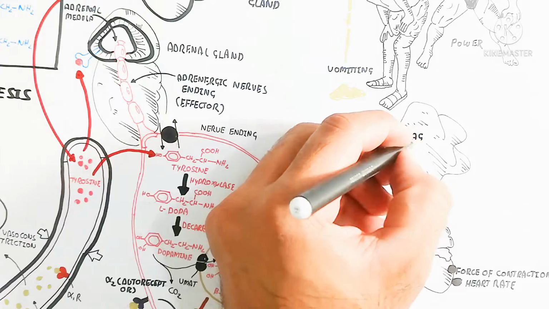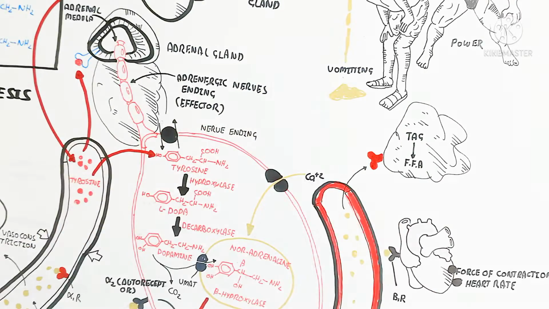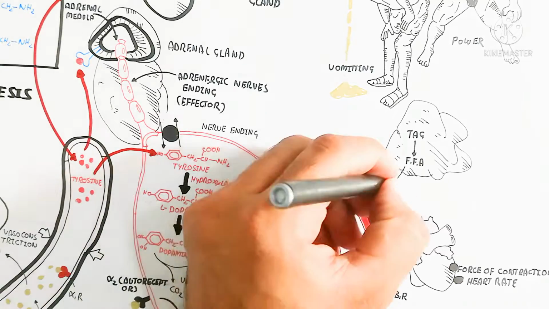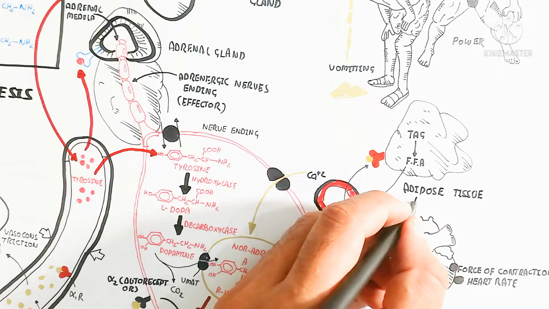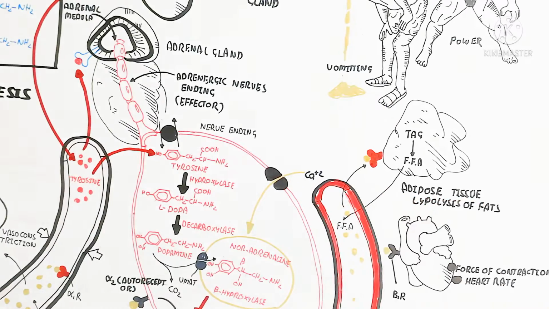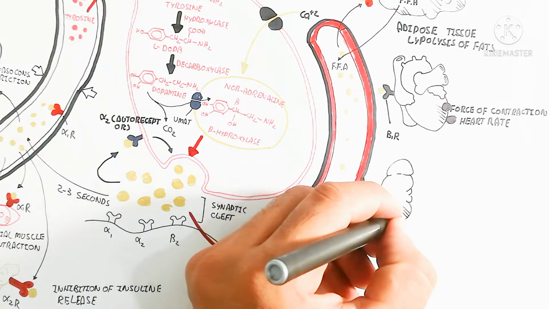And in this way, you can see that in adipose tissue lipolysis will occur, and fat is converted to free fatty acid that goes into the blood circulatory system, also by the beta 2 receptor. So the beta 2 receptor is also used for it.